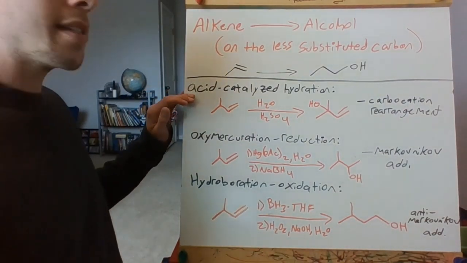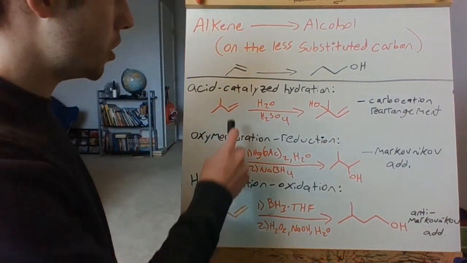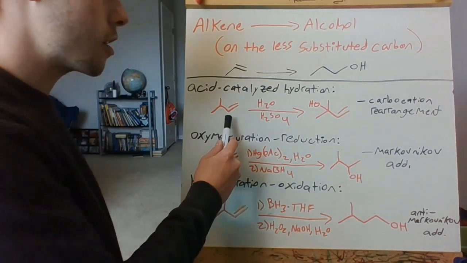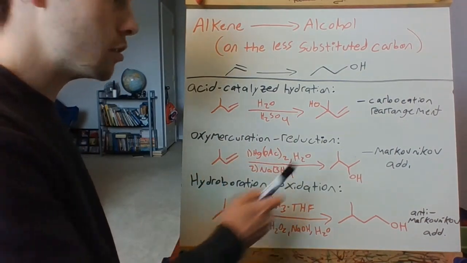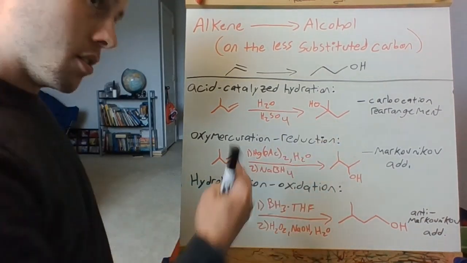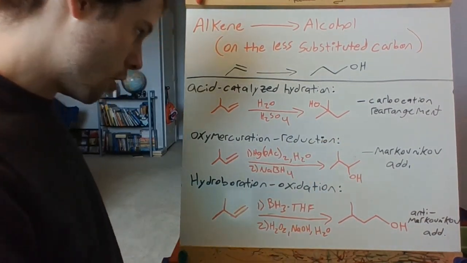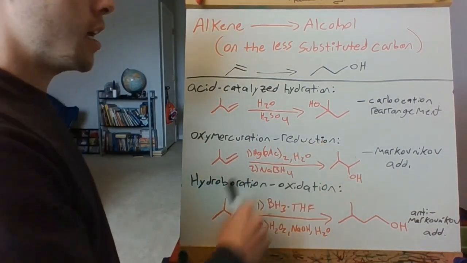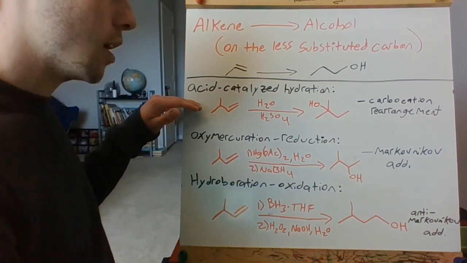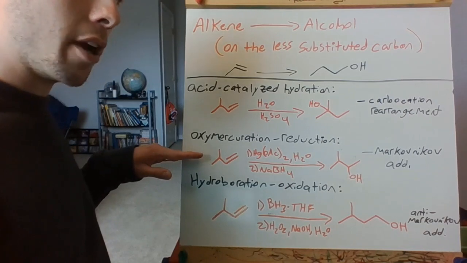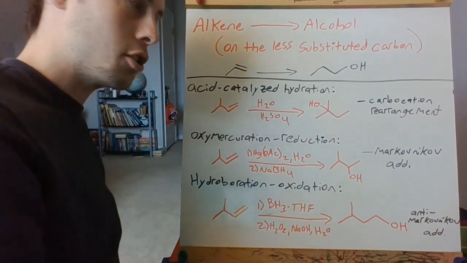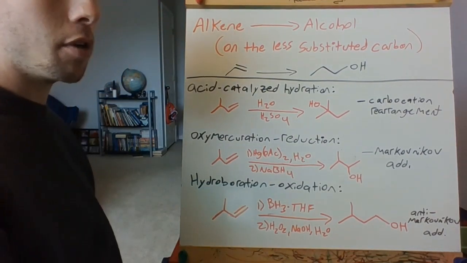First one we saw was an acid catalyzed hydration, and so we treat an alkene with water and a strong acid such as sulfuric acid. This gives us a carbocation, so it can rearrange to give us a product that looks like this. Second reaction we learned that converts alkenes to alcohols was the oxymercuration reduction. And so here we get the Markovnikov addition product similar to this one, but we cannot have carbocation rearrangements. And so we get addition of the alcohol to the more substituted carbon, but we do not generate a carbocation, so we cannot get a rearrangement.